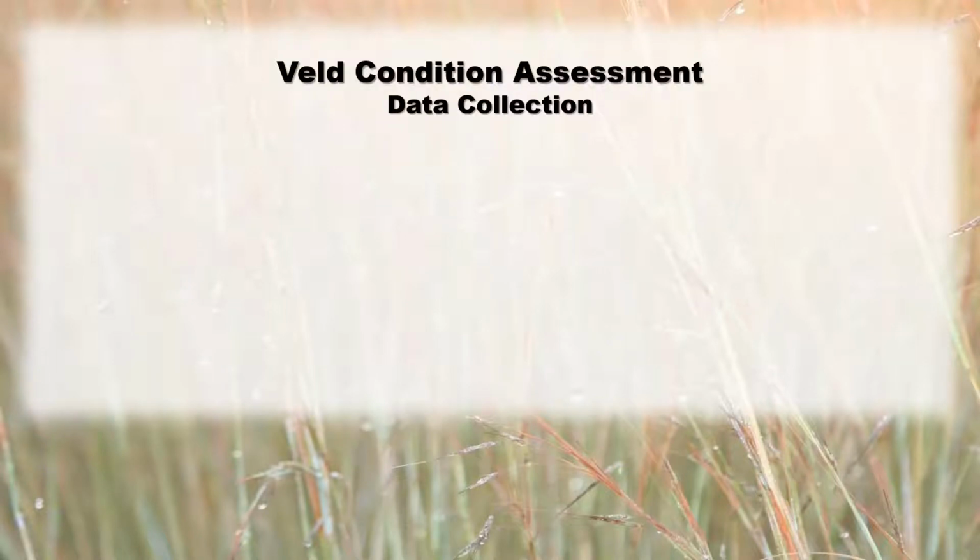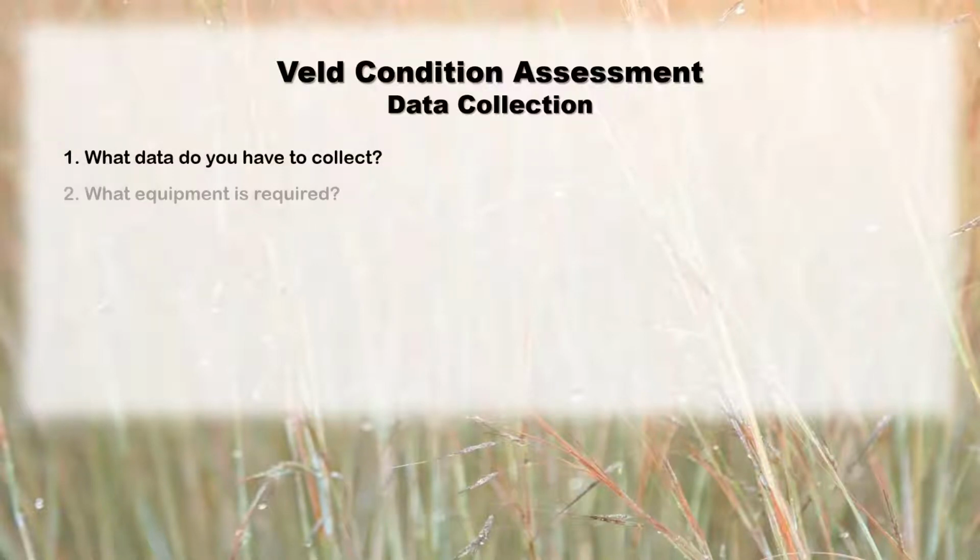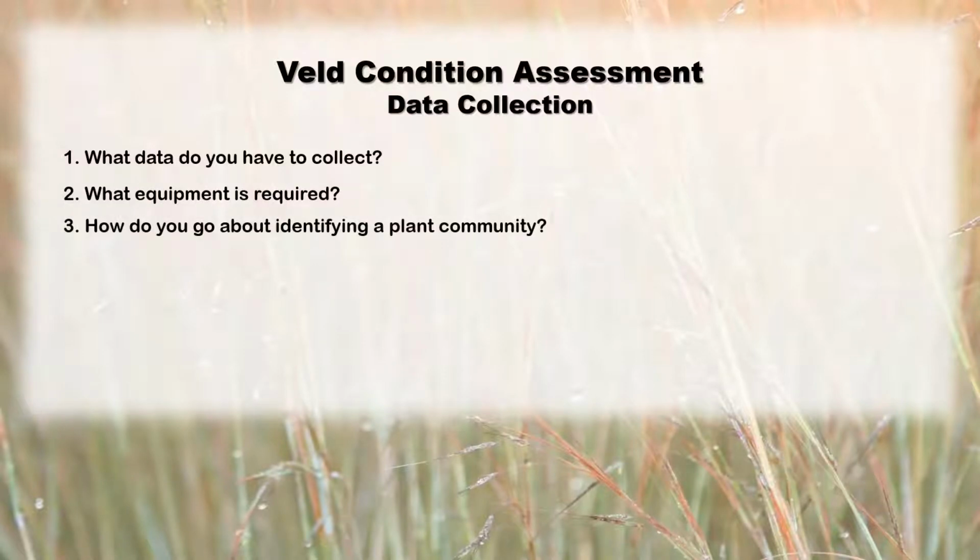Okay, this is part one of the VCA digital resource developed to assist nature conservation students to complete their VCA assignments. During this presentation, you'll be guided through the following data collection steps. What data do you have to collect? What equipment is required? How you go about identifying a particular plant community or homogeneous plant community.